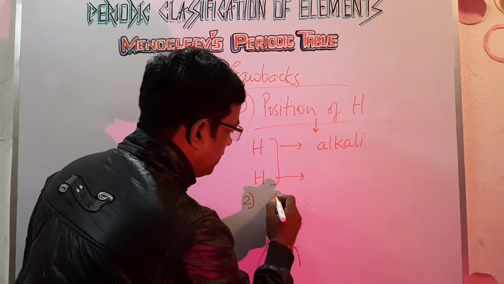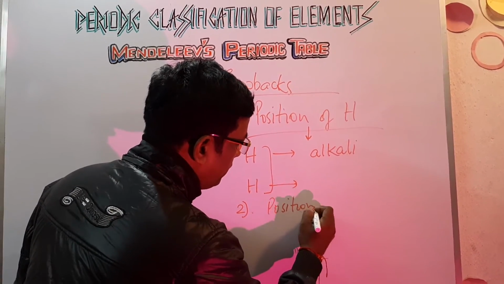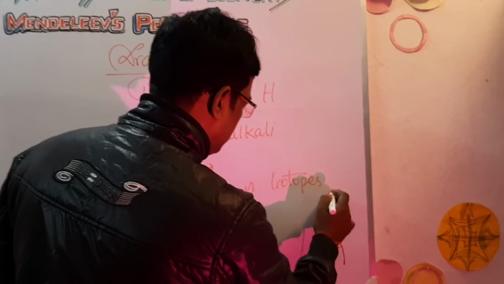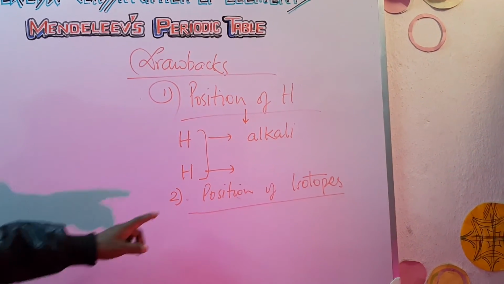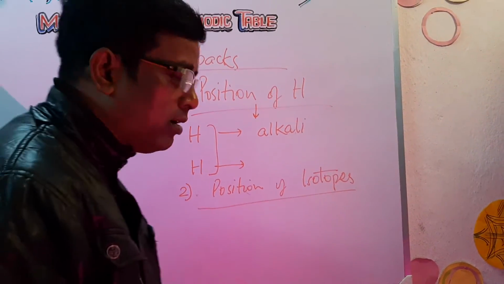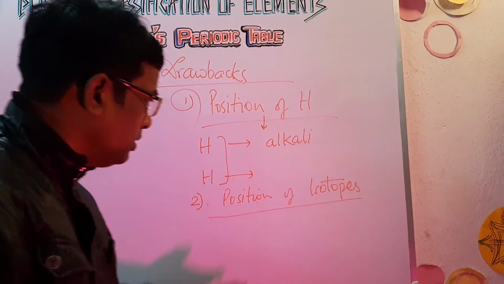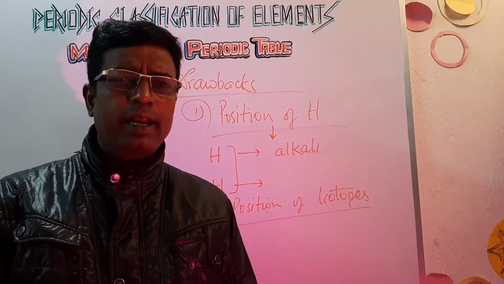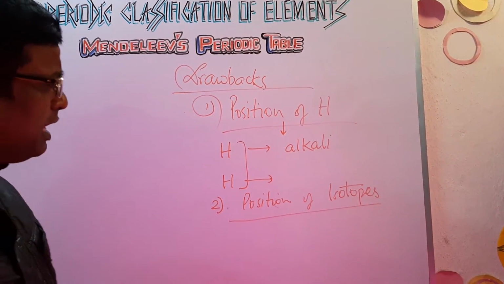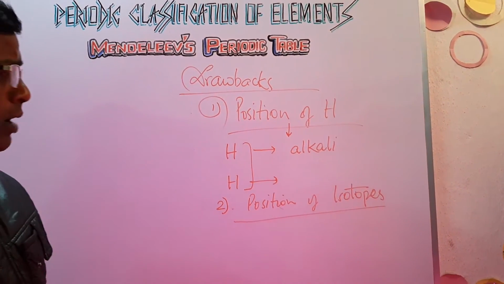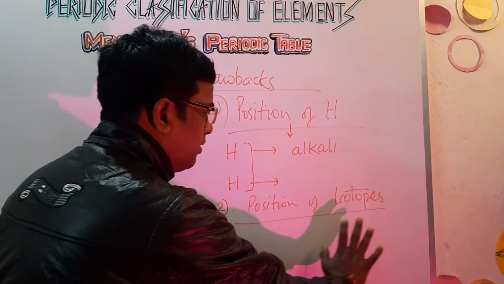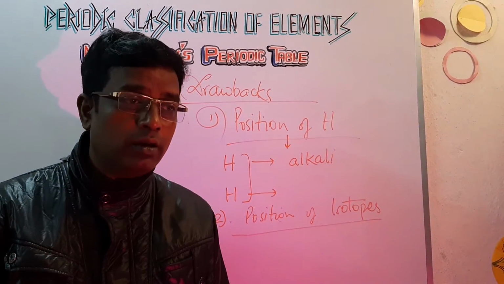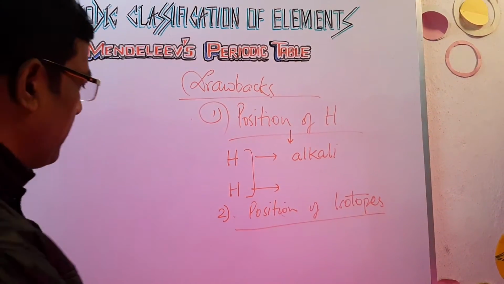The second major drawback was the position of isotopes. Isotopes have the same atomic number but different atomic masses. Isotopes were not discovered at his time even, and he could not have any idea, any clue about the properties of those, and he didn't leave any gaps in his table. So isotopes did not have any space, any place in his periodic table. That's one of the biggest drawbacks of his periodic table.